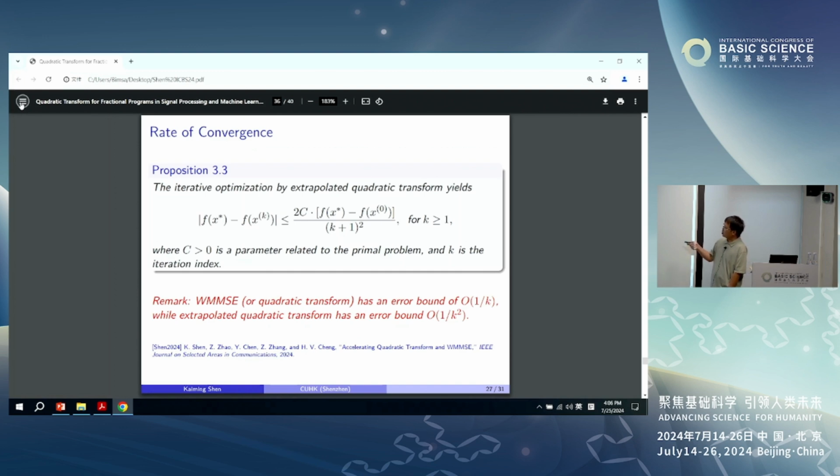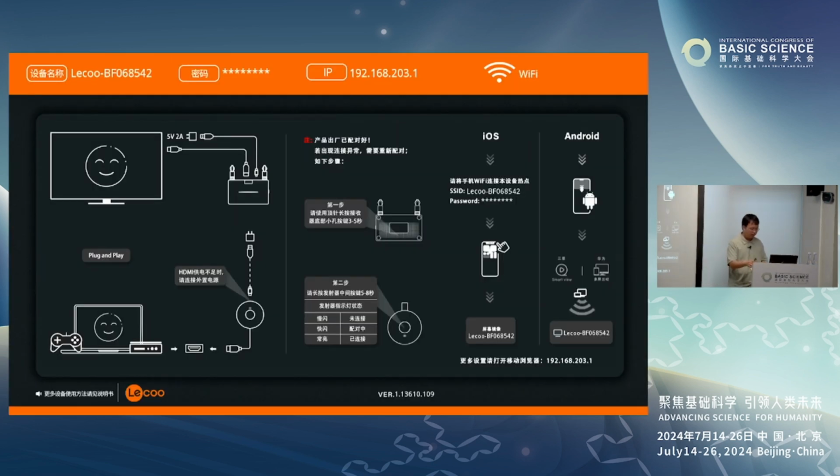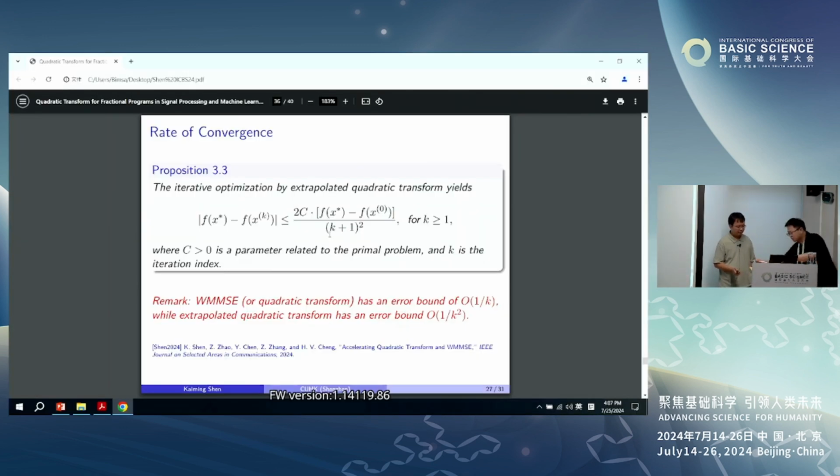So the convergence rate of this new method is characterized by this inequality. Oh, sorry. Okay, thanks. Okay, let me get back to my talk.